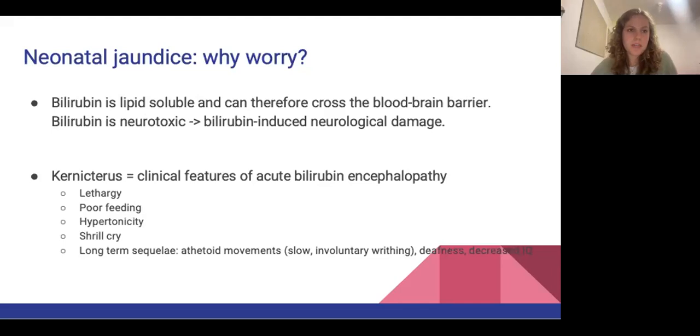Now, why is it so important to treat jaundice? Even physiological jaundice. Well, it's because bilirubin can be neurotoxic, and that can cause permanent damage. Kernicterus is what we call the clinical features of bilirubin encephalopathy. Signs would be lethargy, poor eating, hypertonicity, a shrill cry, and then they might have athetoid movements, like slow movements, and deafness that can cause the long-term complications.